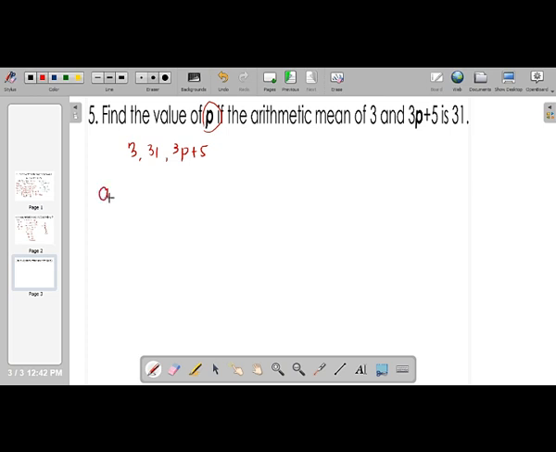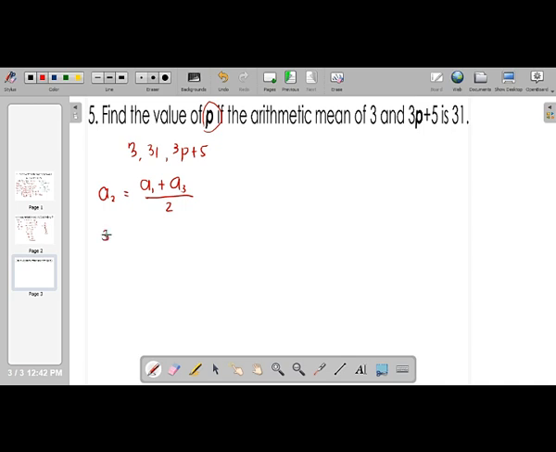a sub 2, or the middle term, is simply the average of your a sub 1 and a sub 3. So you just take the average of a sub 1 and a sub 3. This is just like our first example, except that here we will find the value of the variable.